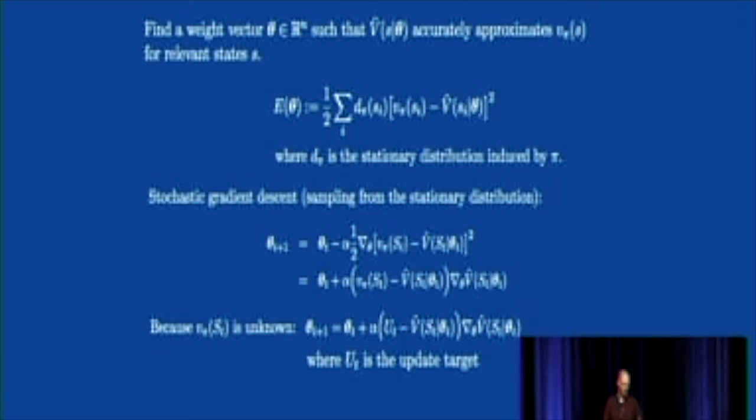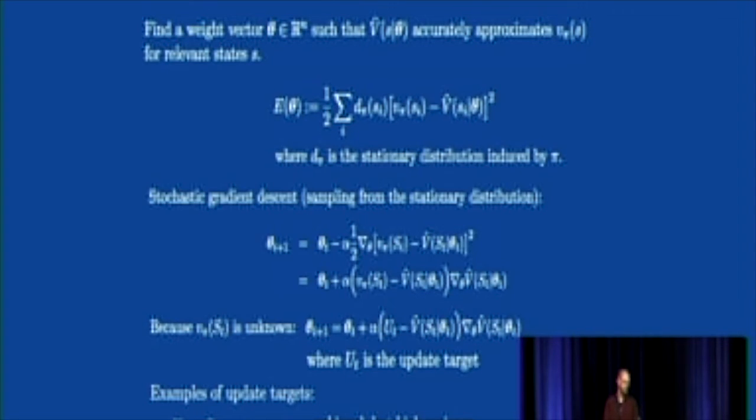So then the question is, what should your update target be? Well, there's actually many different possibilities. So one example is to use the full return, which would give you an unbiased estimate of your value, but it has a very high variance typically, because in general, the environment is stochastic, which can cause a lot of variance. So this means that if you use this update target, typically learning is very slow.